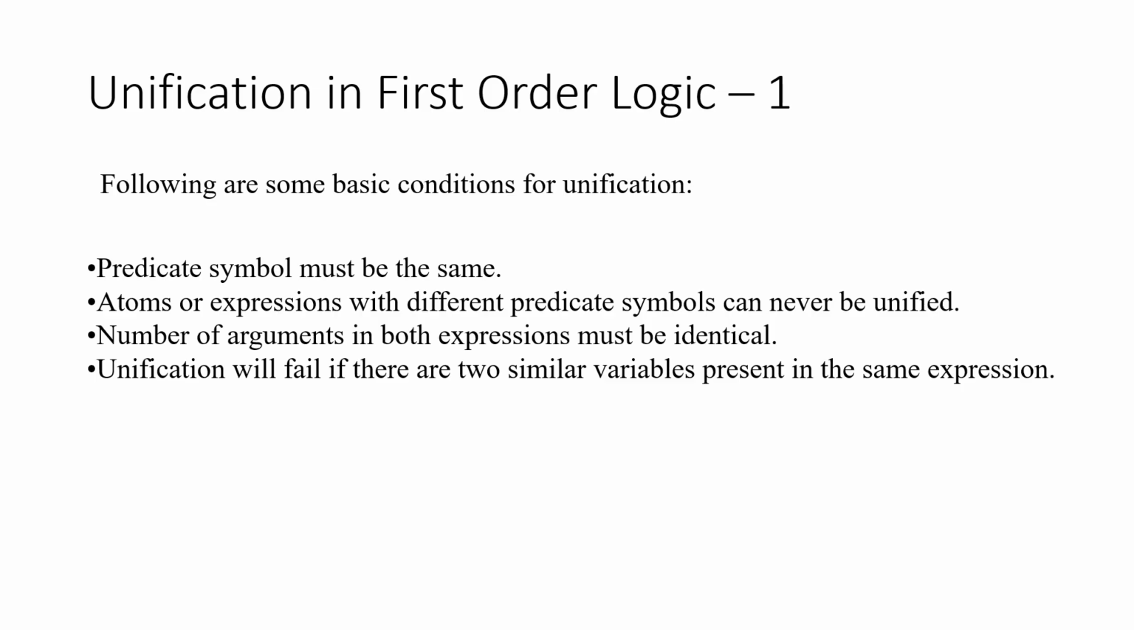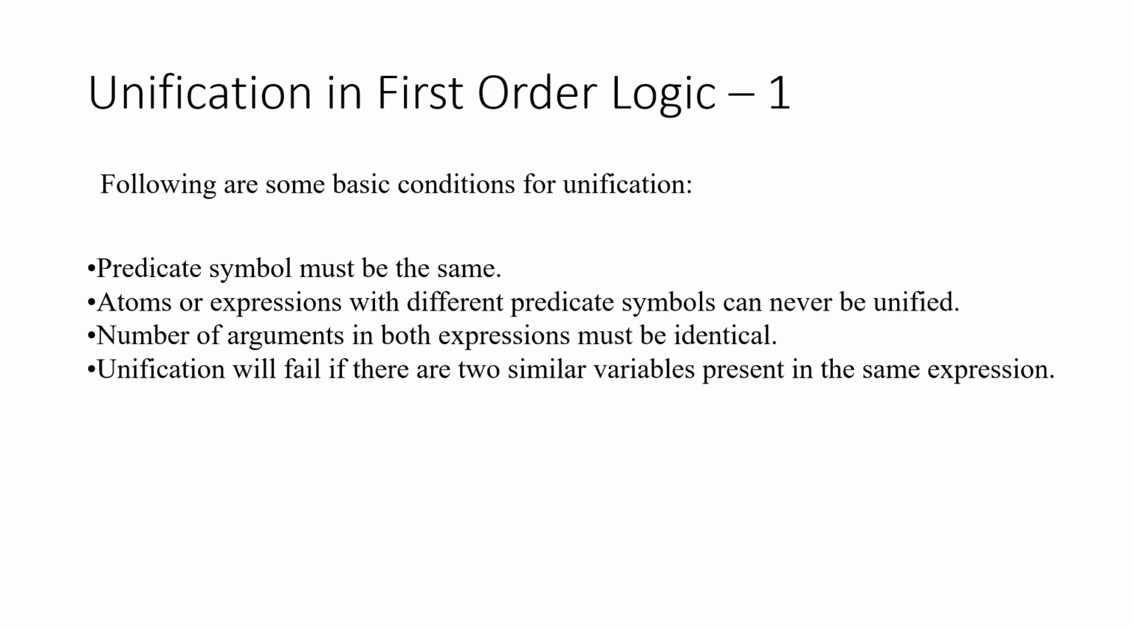The first one is that the predicate symbol must be the same, whatever the symbol is, so that the condition is checked. If we have different names and variables, the condition is satisfied. The second is that the number of arguments must be identical in both expressions; then the system is okay, otherwise it will fail.